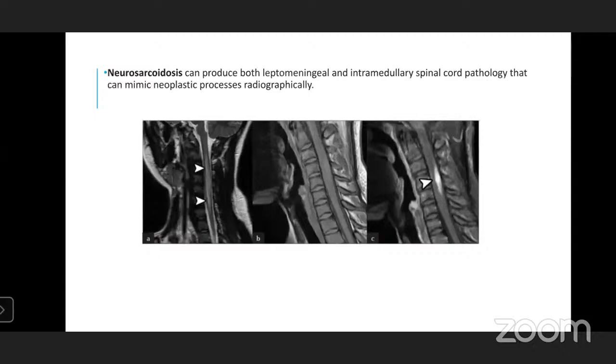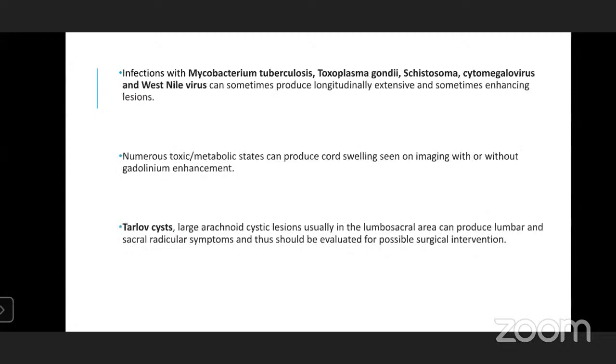So, neurosarcoidosis can also produce leptomeningeal and intramedullary spinal cord pathology that can mimic neoplastic processes radiographically. Here we can see cord expansion and edema mimicking neoplasm. Infections with Mycobacterium tuberculosis, Toxoplasma gondii, Schistosoma, cytomegalovirus, and West Nile fever can sometimes produce extensive and sometimes enhancing lesions. Numerous toxic and metabolic states, including subacute poisoning, can also produce cord swelling seen on imaging without gadolinium enhancement.